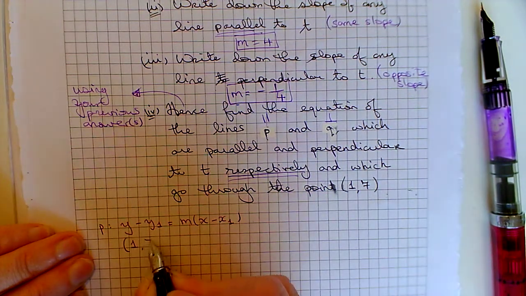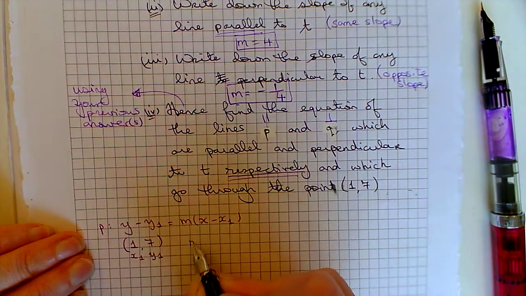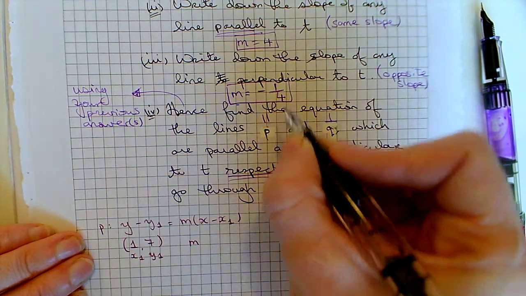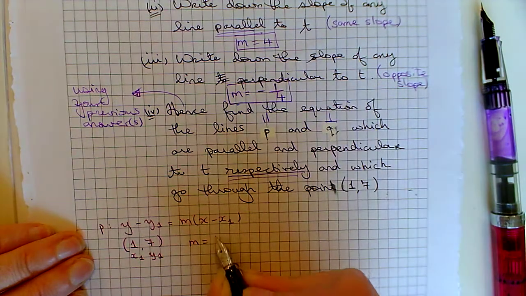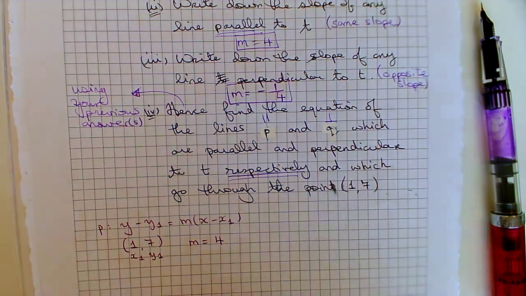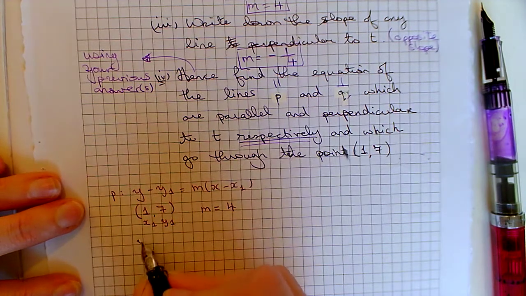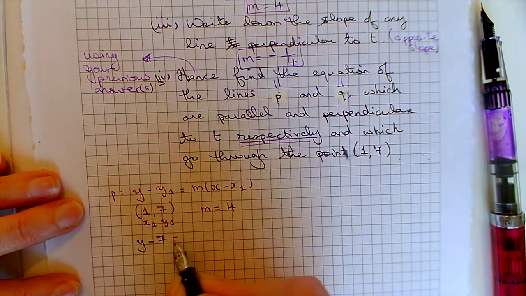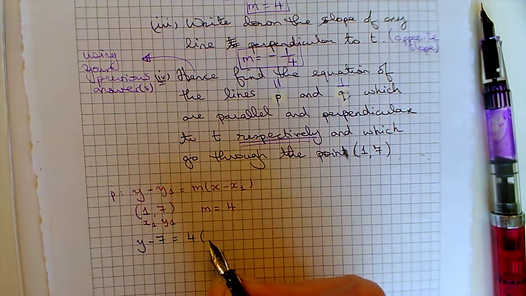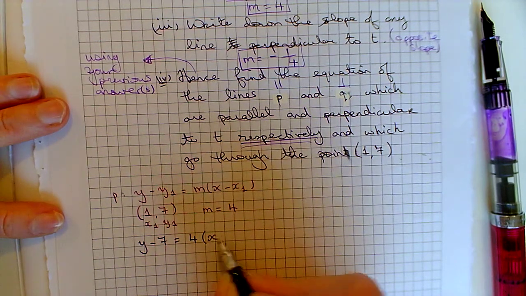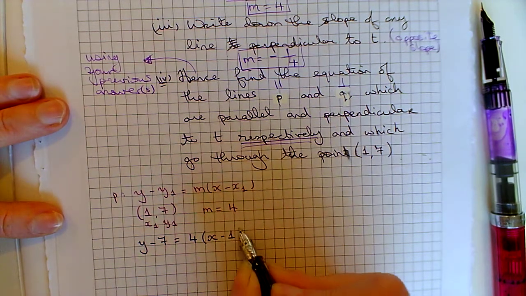So the point 1, 7 is on my line, and that's my x1, y1. And my slope, well, P is parallel to T, so my slope is the same as T. My slope is equal to 4. I fill into this equation of the line, and I have y minus 7 equals 4 by x minus 1.